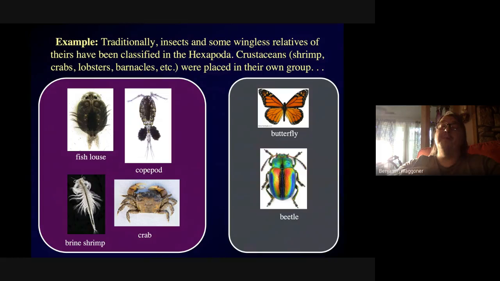And I'll give you an example from the arthropods. This actually has something to do with the course. A traditional way of classifying arthropods was that insects, together with some relatives of theirs that don't have wings, like springtails and things like that, used to be classified in a big group called the hexapoda, shown in gray. Butterflies, beetles, and the other million or so species of insect would get put in that gray box. And crustaceans used to get placed in their own group. And that's everything from shrimp and crabs and lobsters to microscopic copepods and brine shrimp, aka sea monkeys, if you've ever heard of those, to parasitic groups like fish lice, and about 35,000 other species used to be placed in their own separate group.